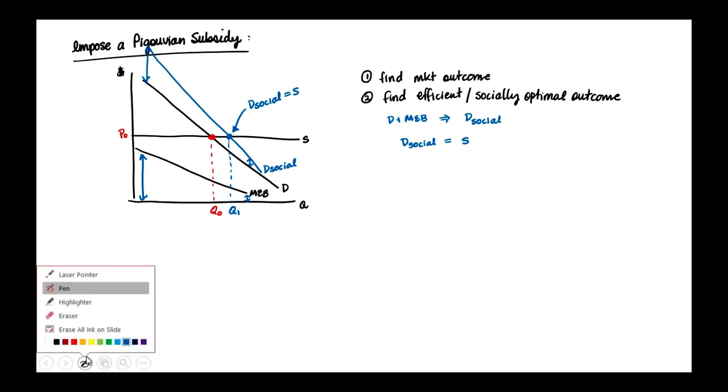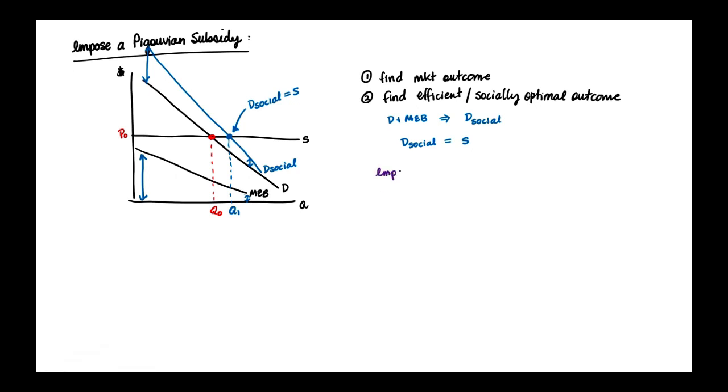So now what we want to do is impose a Pigouvian subsidy. And I remember that a Pigouvian subsidy is basically defined as the optimal subsidy so that the market is going to operate at the efficient level. So I'm setting the optimal subsidy to force the market to behave efficiently, to bring us to the socially optimal level.